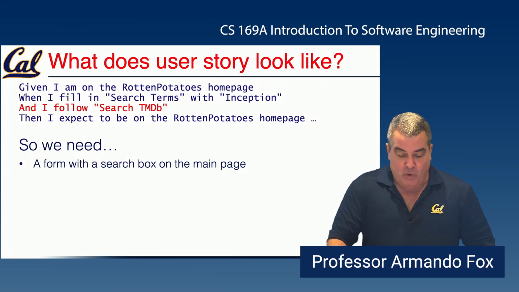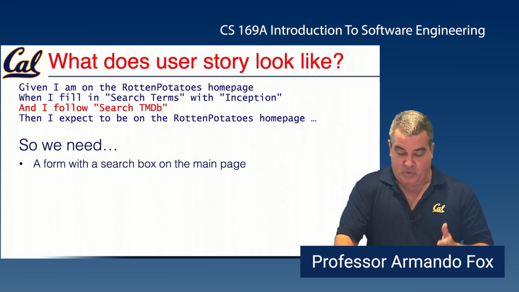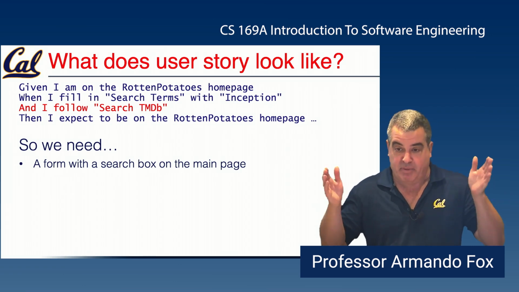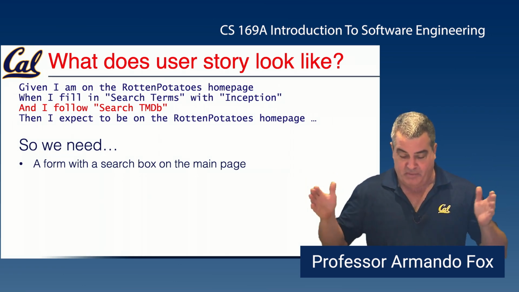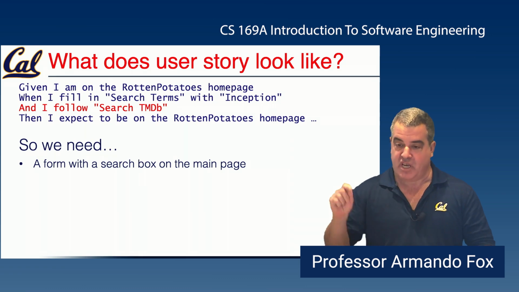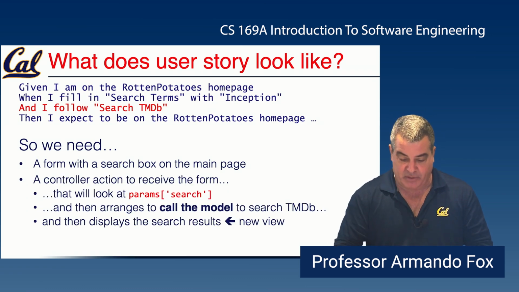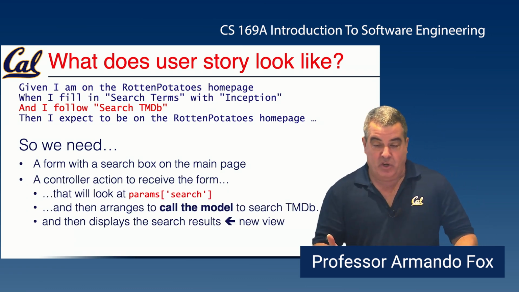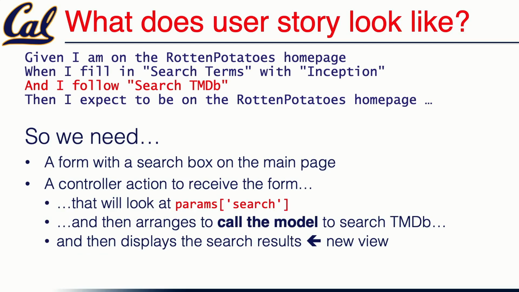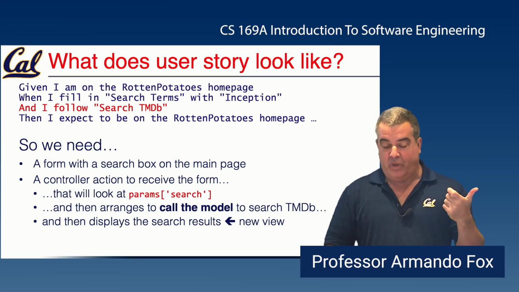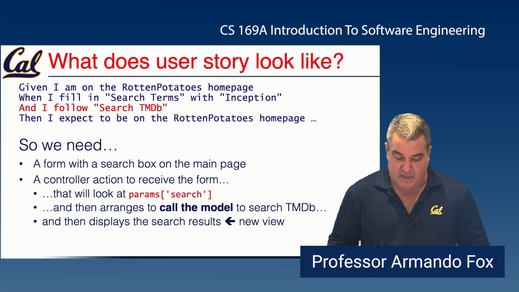At a minimum, we're going to have a form with a search box because we've got a step that says when I fill in, so that implies the existence of a form with a thing that we can fill in and a search TMDB link or button or something that can be followed. And as soon as we know we have a form that we're going to submit, there has to be some controller action that will receive the form submission and do something with it. Based on what we've seen so far, it's probably going to have to look in params. So we're going to have to make sure that the name of the form field that we use matches what the controller looks at.